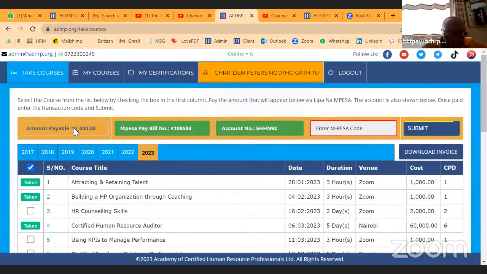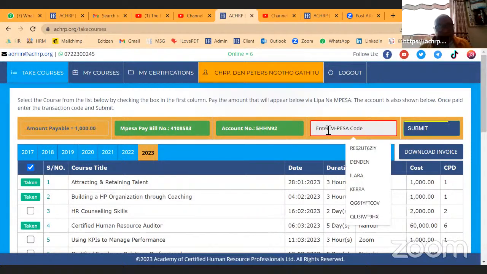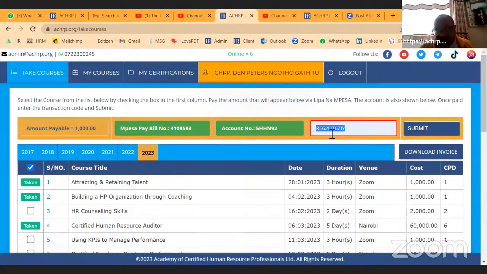The amount payable for that training will be indicated there. Then the M-Pesa pay bill number is indicated there, and then the account number. Remember, with Lipa na M-Pesa, add the account number. You can't copy this particular account number now because the account number varies depending on who has logged into the account and on what course they have selected. So assuming I pay for this course, and I think I have, that is my M-Pesa code. I'll have to type this M-Pesa transaction code there.